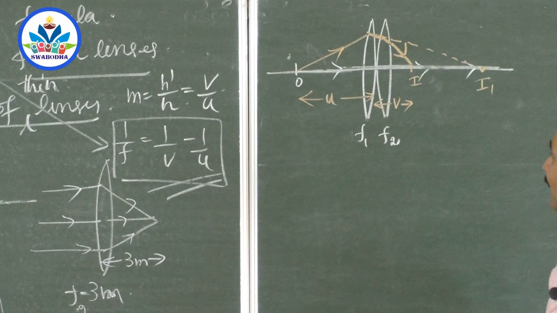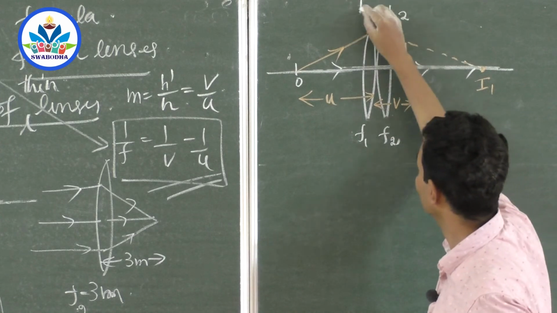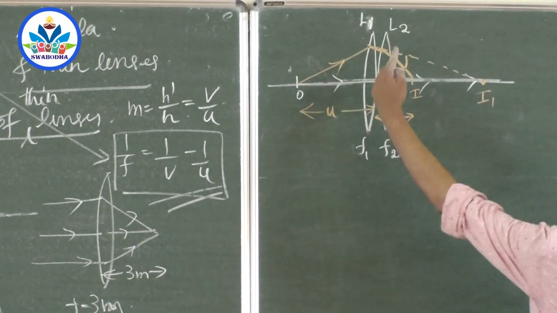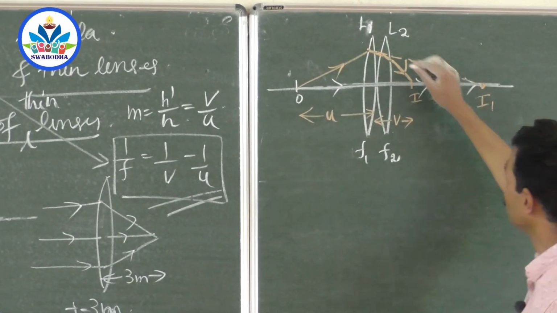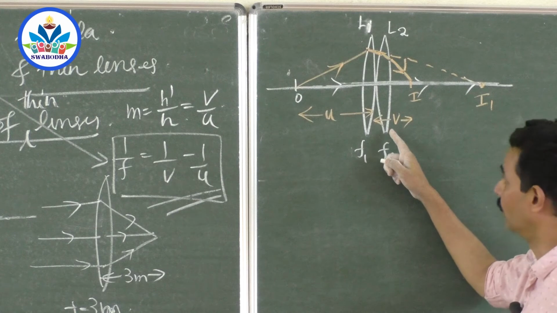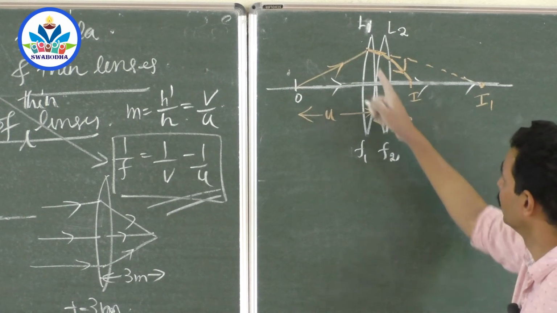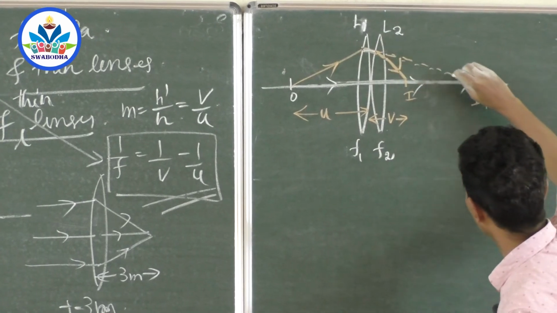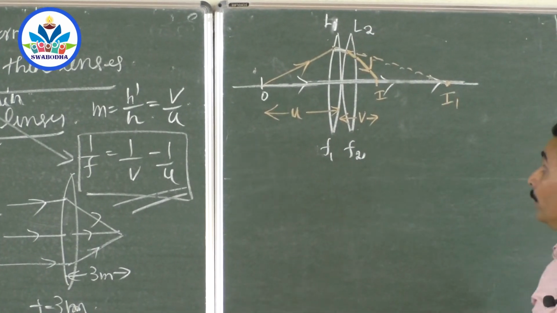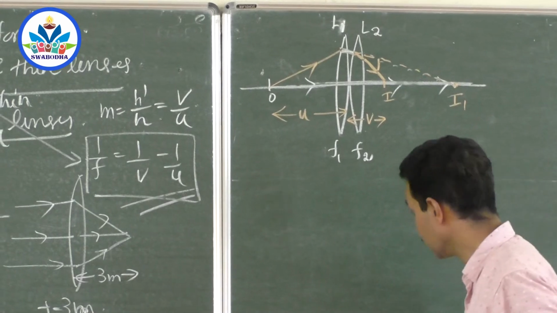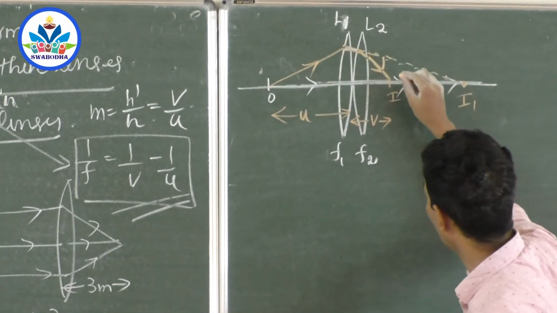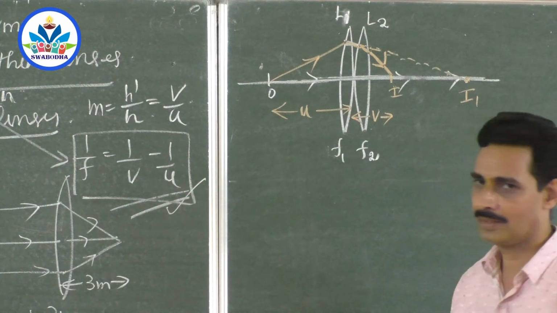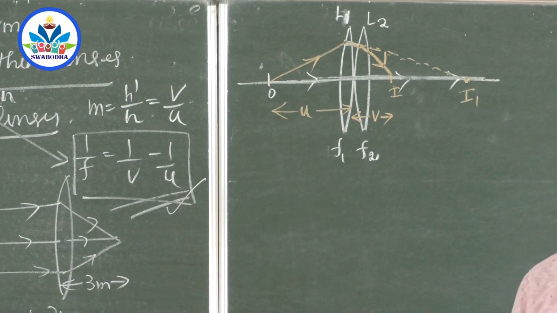In the absence of lens 2, lens 1 alone would have formed the image at I1. I can't show it by solid lines because lens L2 is present now. In the absence of lens L2, lens L1 would have formed the image here. This ray would have traveled straight like this to meet the principal axis at I1. Now, because of the presence of the second lens here, this formed the image at I. Now you write the lens formula for each and every lens and don't worry about sign conventions.